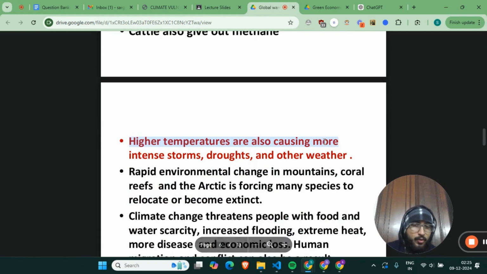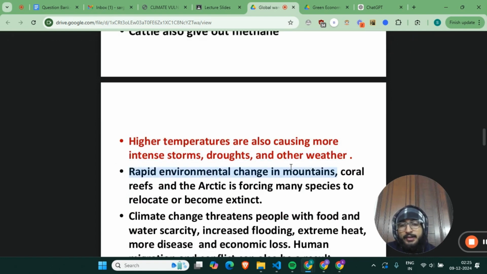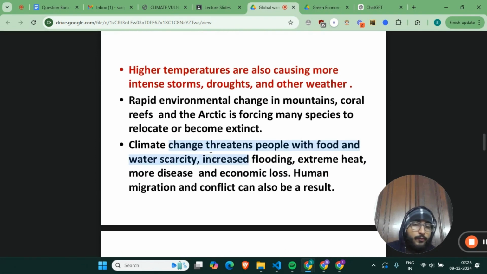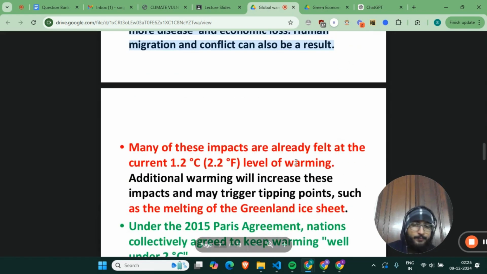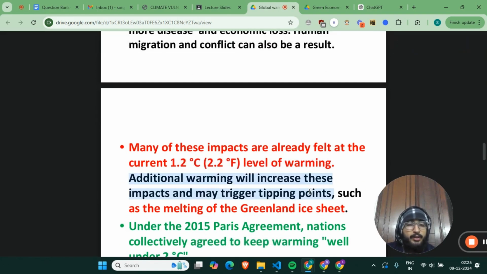Higher temperatures are also causing more intense storms, droughts, and other weather conditions. Right now, rapid environmental change in mountains, coral reefs, and the Arctic is forcing many species to relocate or become extinct. Climate change threatens people with food and water scarcity, increased flooding, extreme heat, more disease, and economic loss. Human migration and conflict can also be a result. Many of these impacts are already felt at the current 1.2 degrees Celsius, 2.2 degrees Fahrenheit, level of warming. Additional warming will increase these impacts and may trigger tipping points, such as the melting of the Greenland ice sheet.